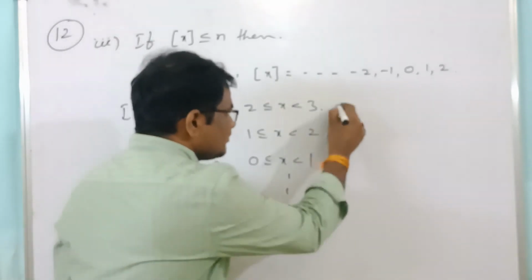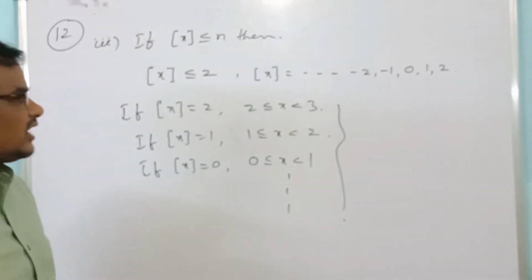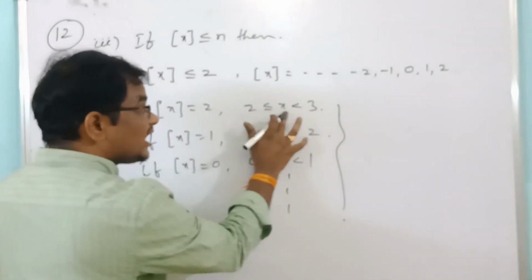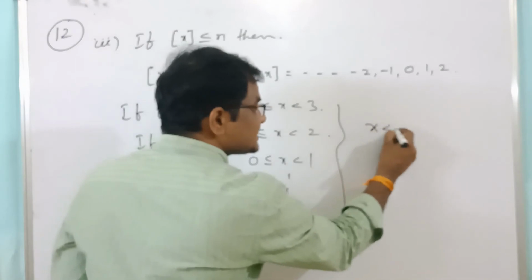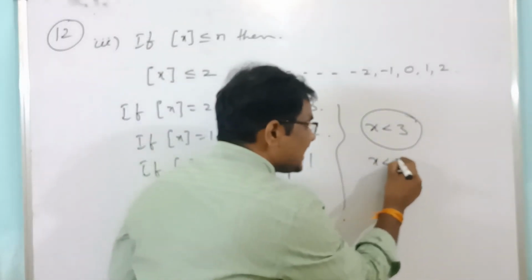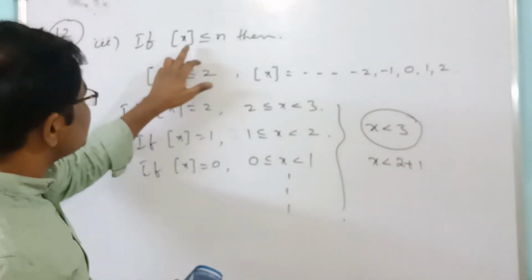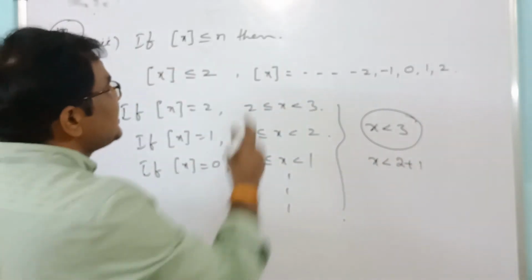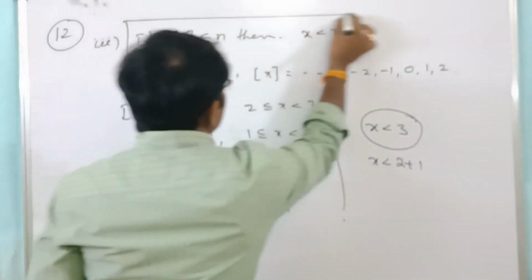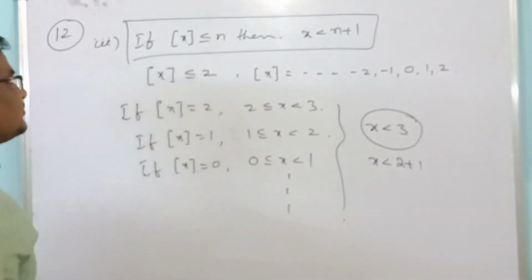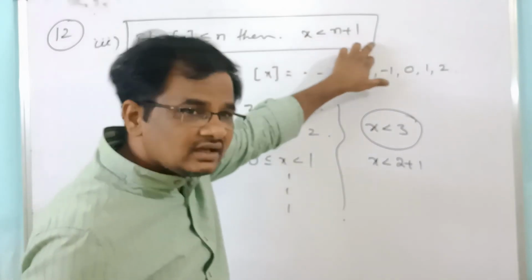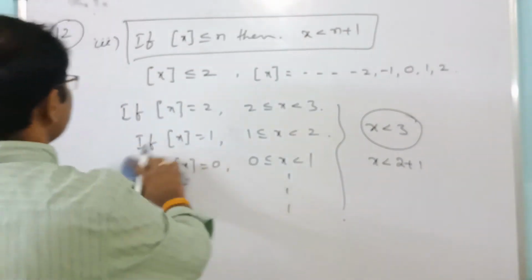Now, from all these conditions, what can we observe? x is greater than or equal to 2 and less than 3 also, meaning x is less than 3, which means x is less than 2 plus 1. Whenever [x] is less than or equal to n, x is less than n plus 1. So this is also an important one, right? Like this we can identify: [x] less than or equal to n means x is less than n plus 1. Next, the fourth one.